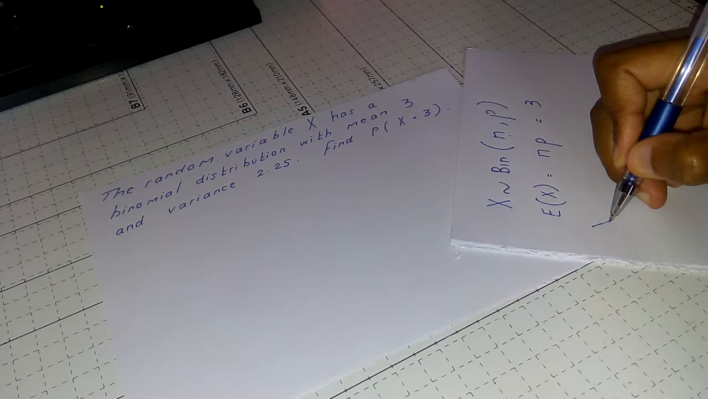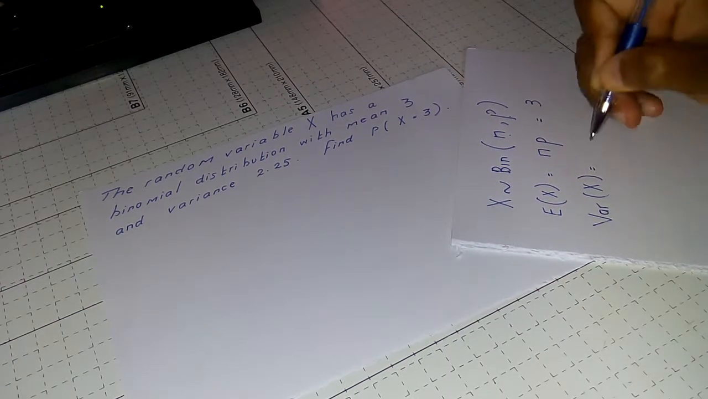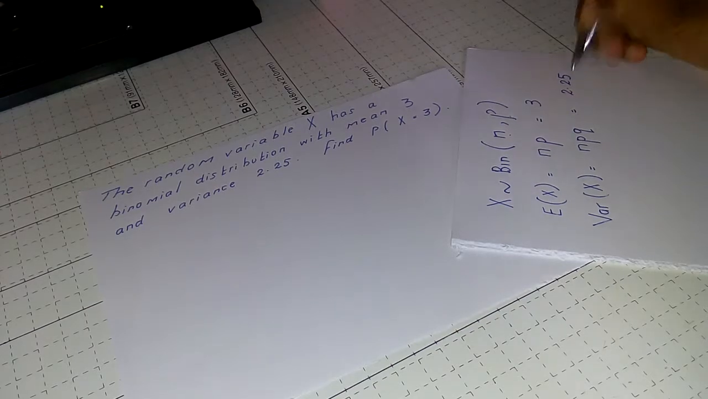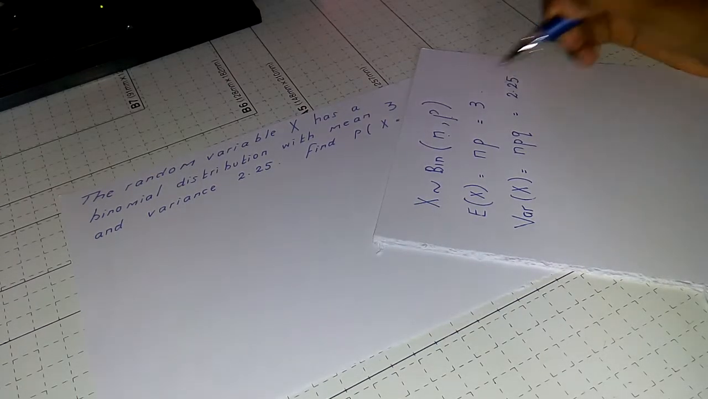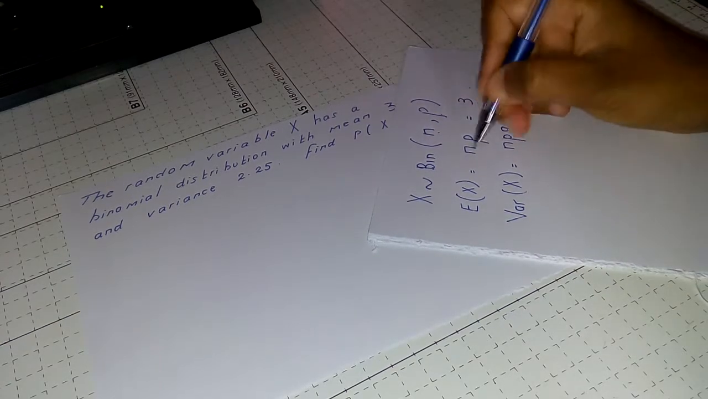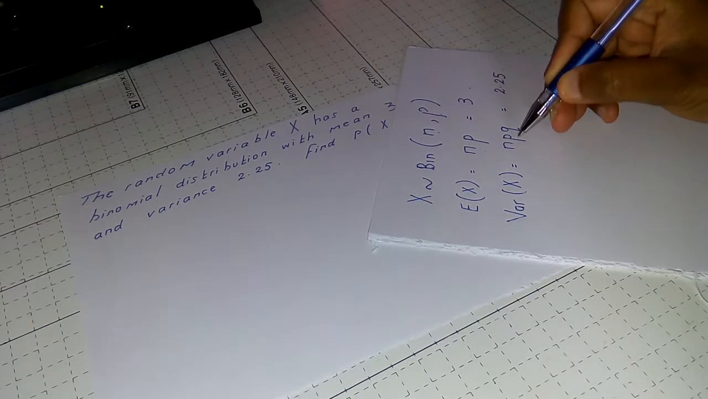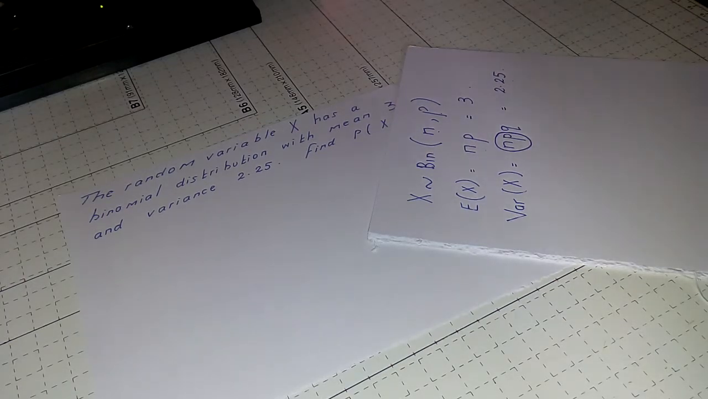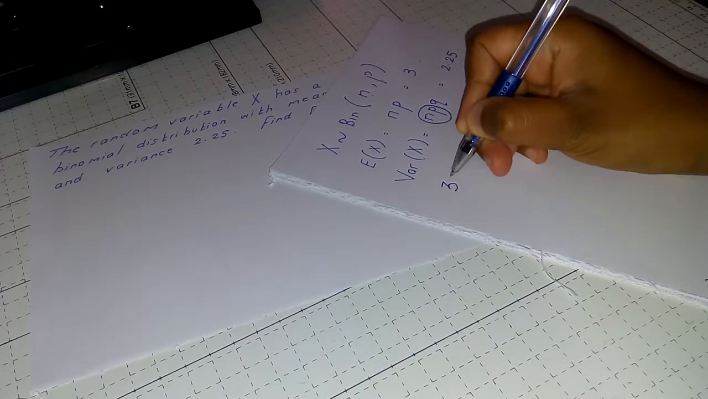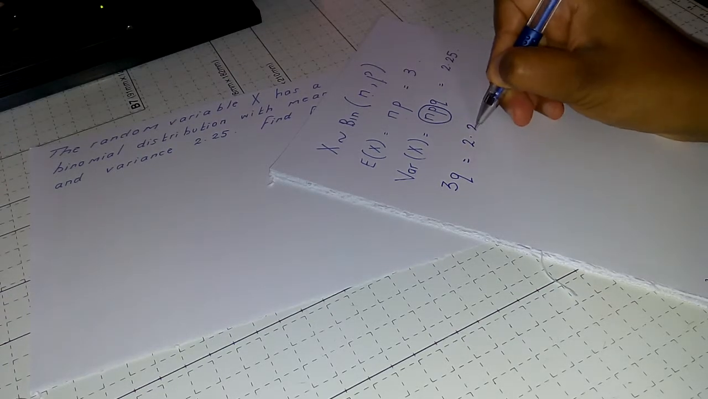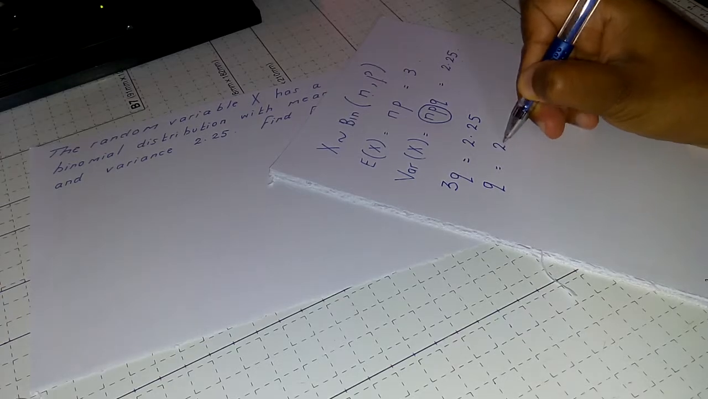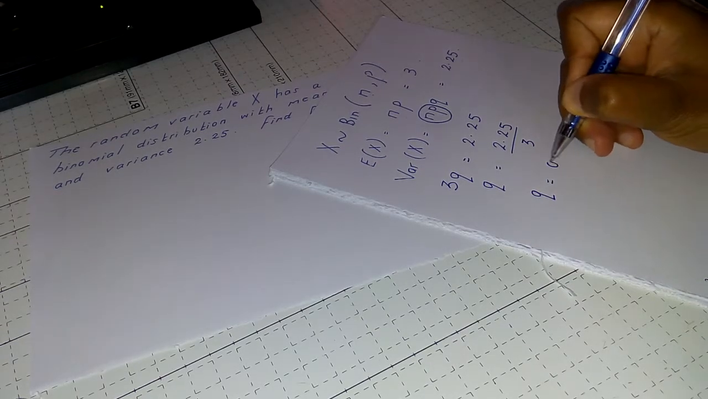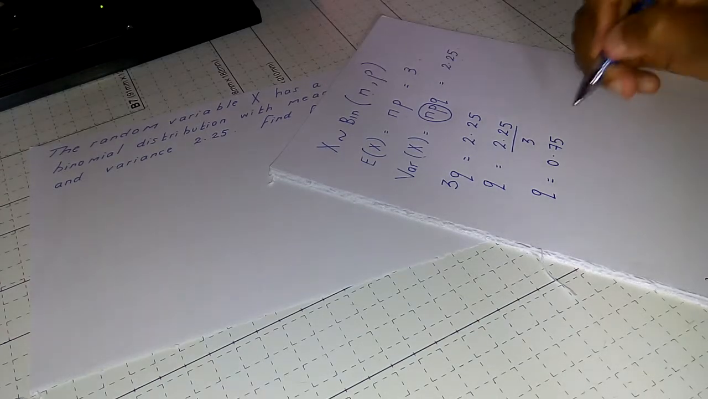The other information is the variance. So the Var(X) is npq, which is 2.25. So you can see that we have two equations. We have np equal to 3, and npq equal to this value. Here np is 3, so we can replace np by 3. So we can write 3q is equal to 2.25. Now q is going to be 2.25 divided by 3, so q is equal to 0.75.